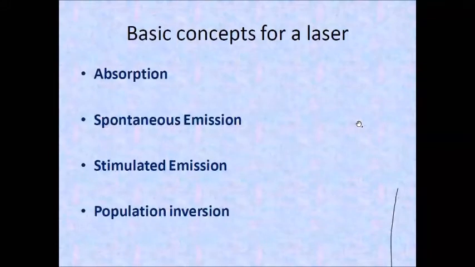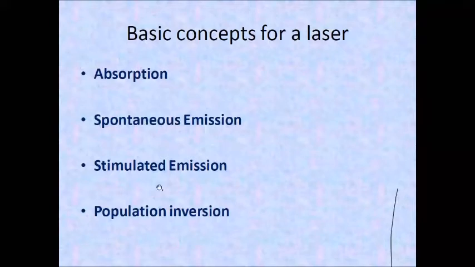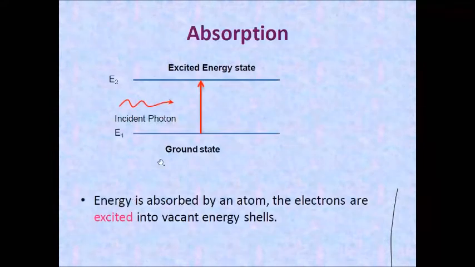Now, if we go through the basic concepts of how laser works, we have these four phenomena: absorption, spontaneous emission, stimulated emission, which is very important for laser action, and population inversion. So what is absorption? Say we have a system of atoms in the ground state. If we allow a photon to be incident on an atom in the ground state, the atom will absorb that light and get excited to a higher energy state, or excited state. This is the procedure of absorption.